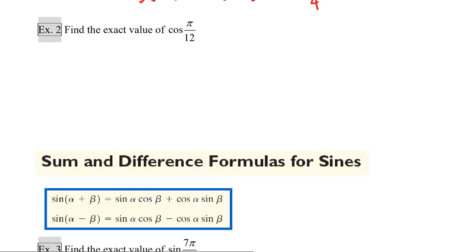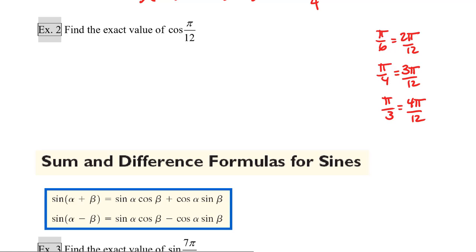Example 2, find the exact value of the cosine of pi over 12. Now this is a little bit trickier with radians, but it helps if you start by just making a list. We know that pi over 6, if I multiply by 2 over 2, is 2 pi over 12. Pi over 4, if I multiply by 3 over 3, is 3 pi over 12. And pi over 3, if I multiply by 4 over 4, is 4 pi over 12.